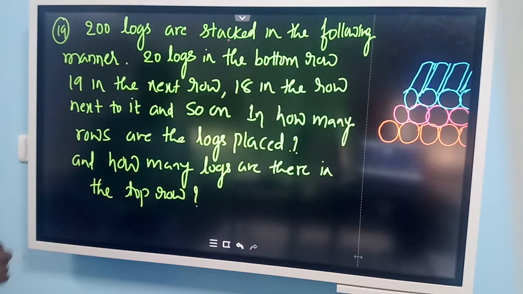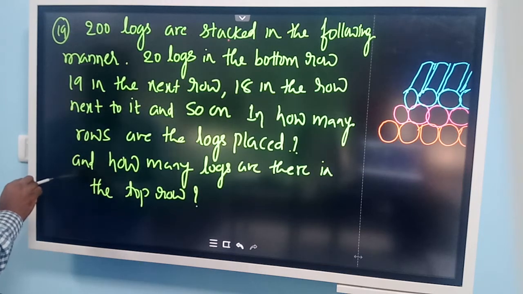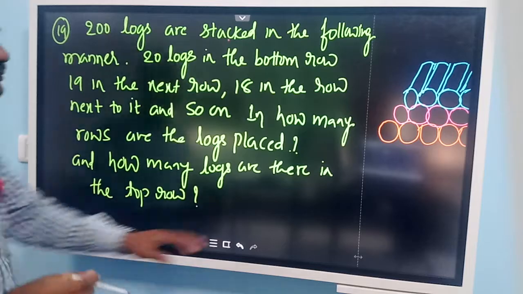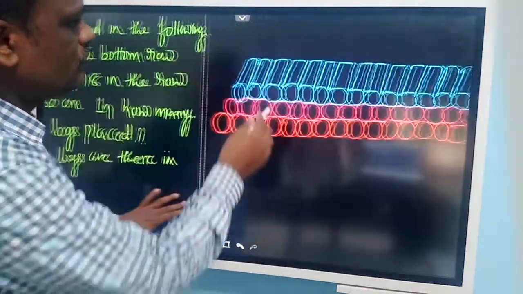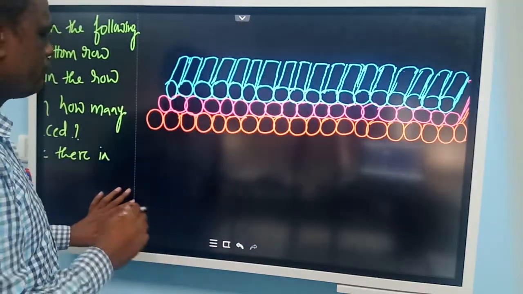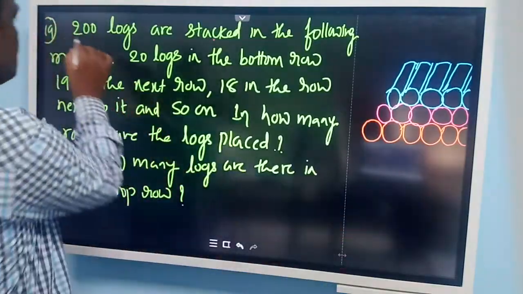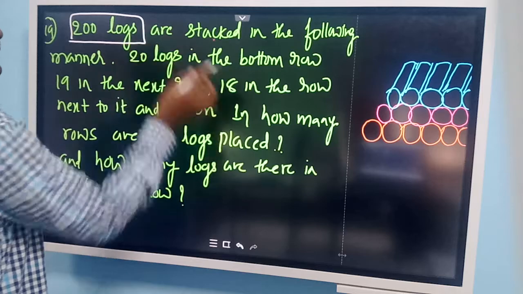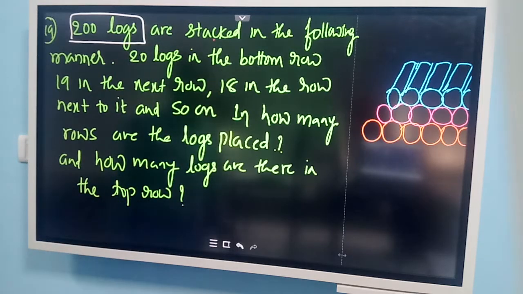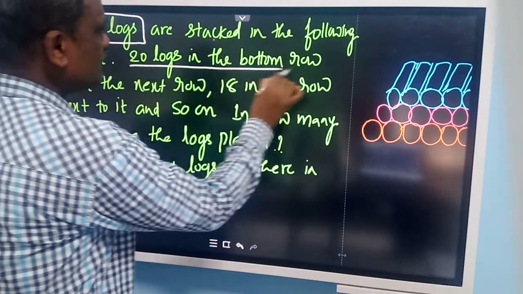The question is about 200 logs, wooden logs. Logs means the wooden logs like this, placed in a row-wise manner. Okay, a total of 200 logs are placed in the following manner. First row, 20 logs in the bottom row.